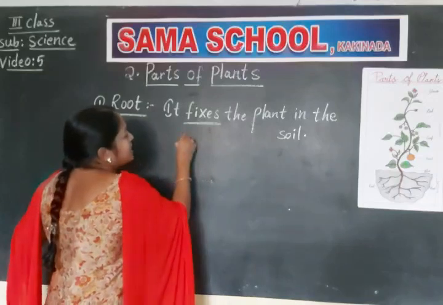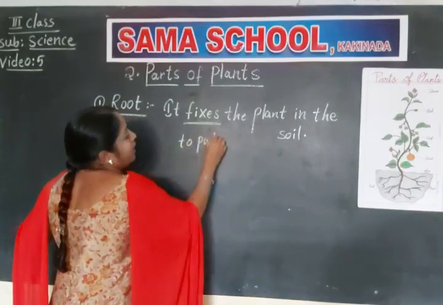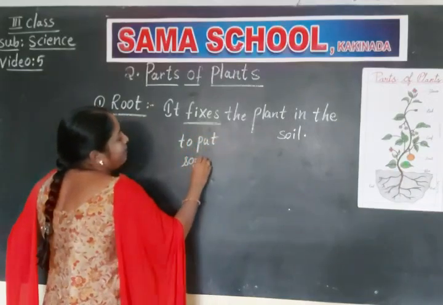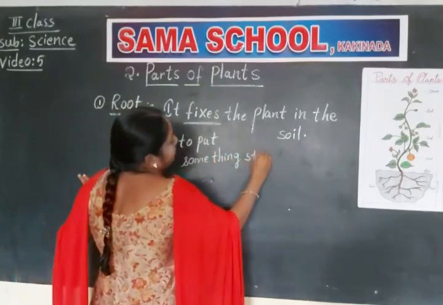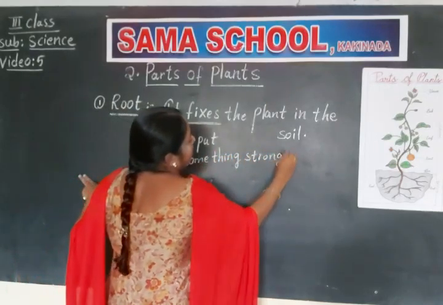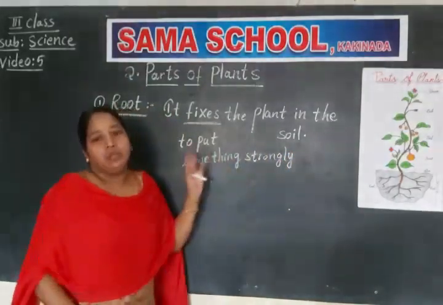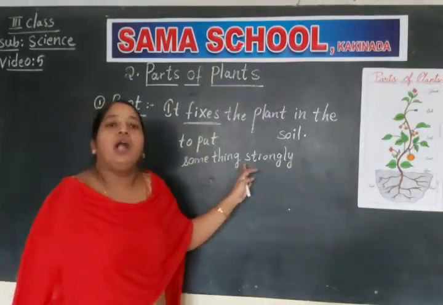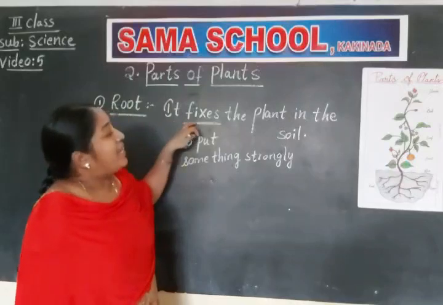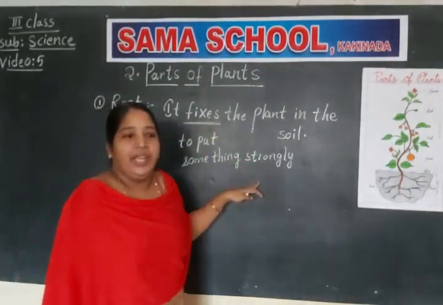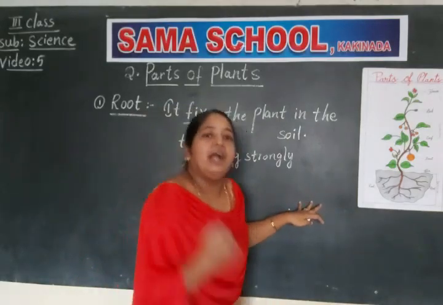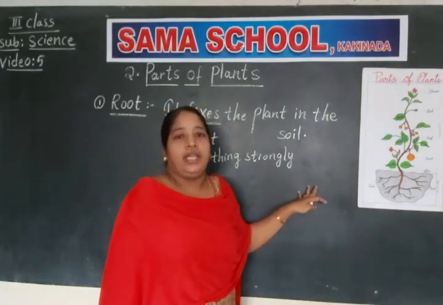Fixes means to put something very strongly, so that it will not move. So the roots fix the plant in the soil very tightly. That's why it is very difficult to pluck a plant from the soil.